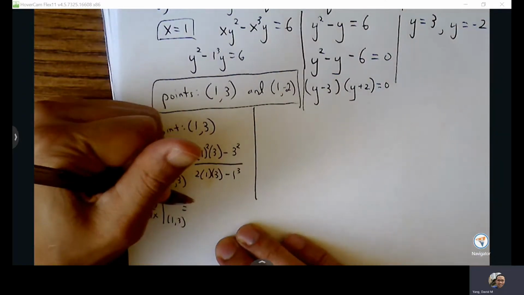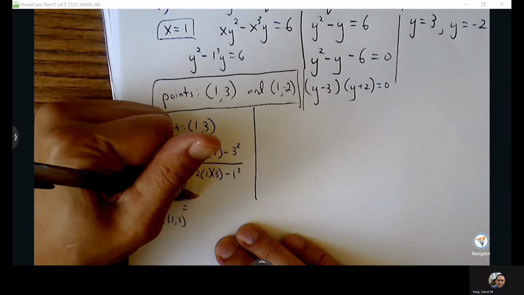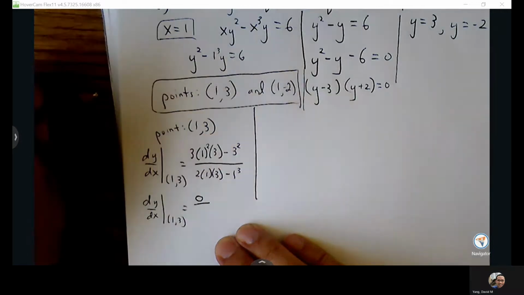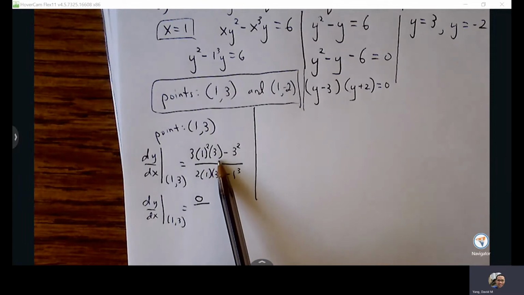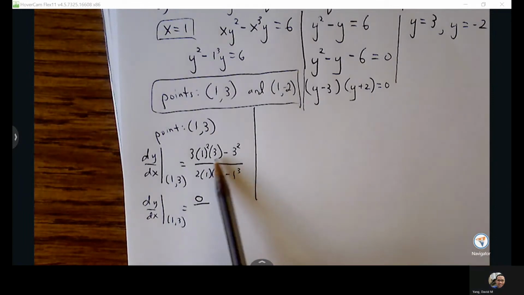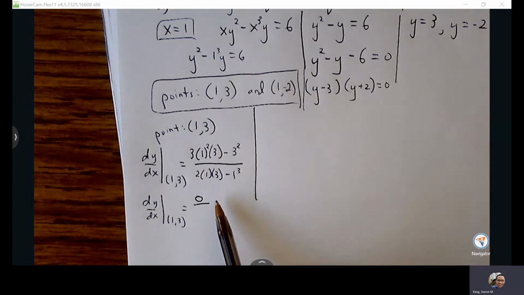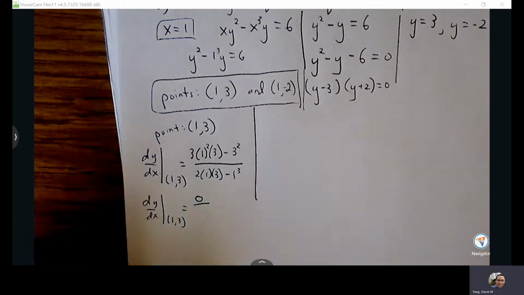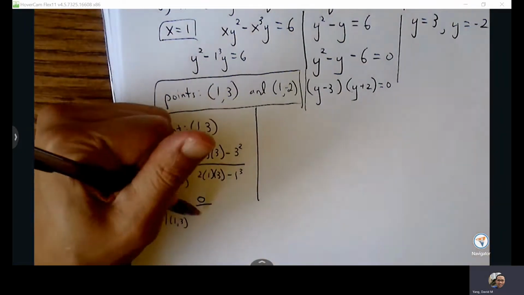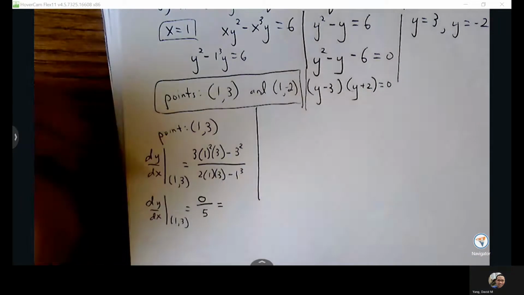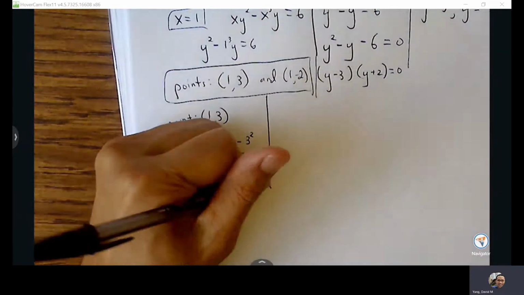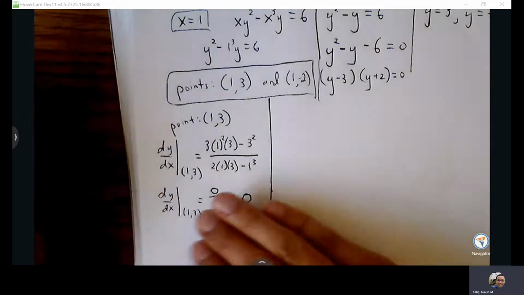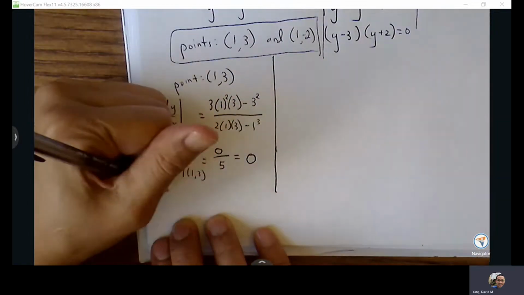What do we get here? I think it's 9 minus 9. Did you get that? Yeah, I got it. Okay. So 0 over 5. So what is that? That's 0, right? So basically, we have an equation that has a slope 0. So let's create that equation here.